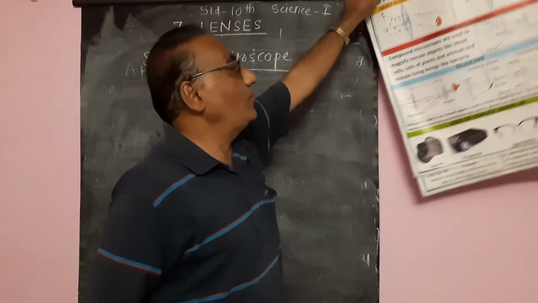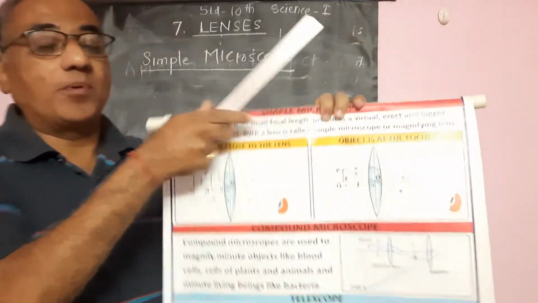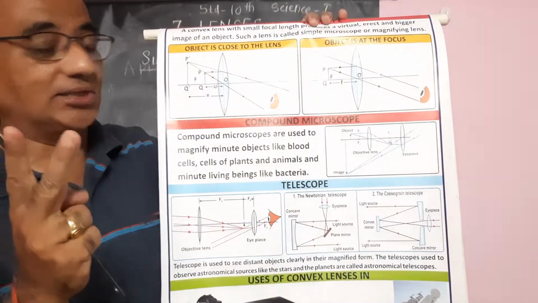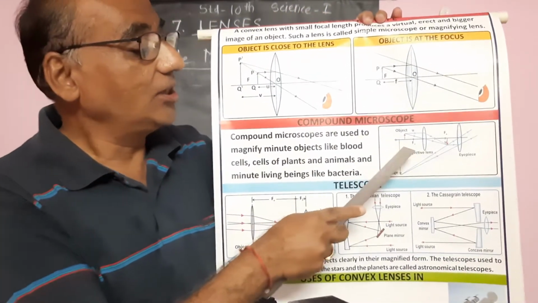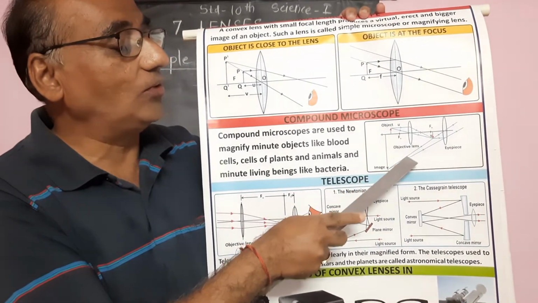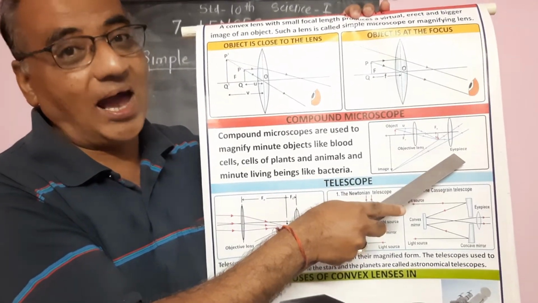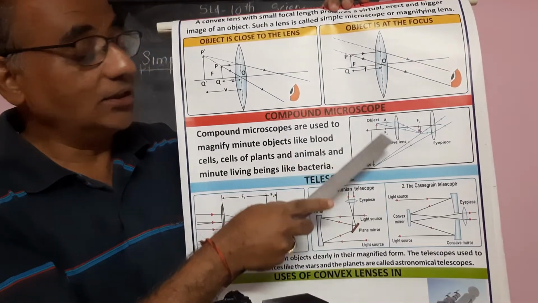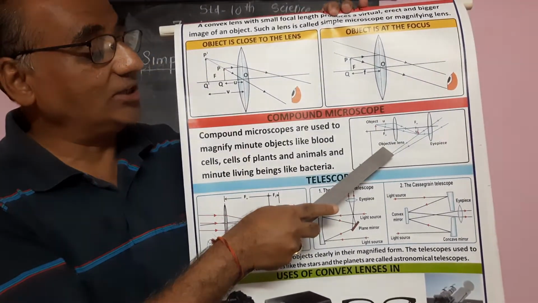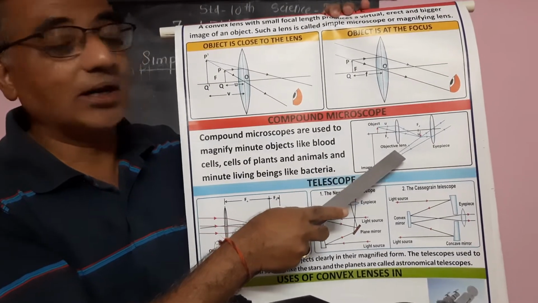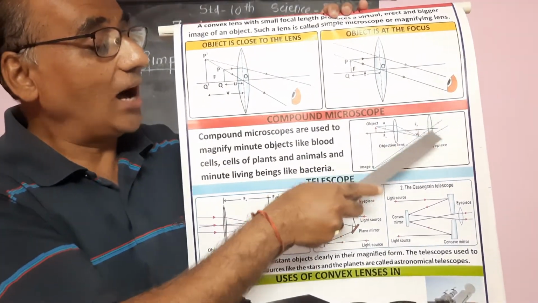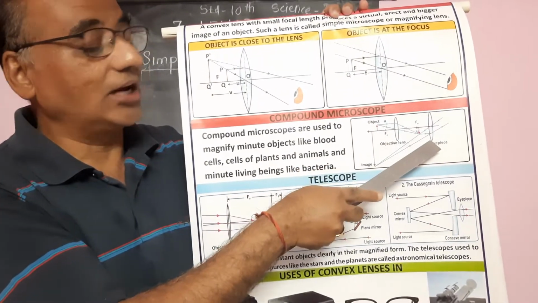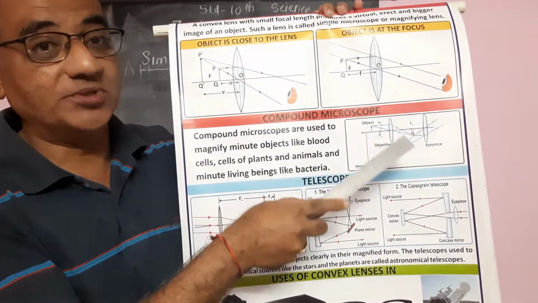Right? Now, when we consider the diagram of compound microscope, we find that there is use of two lenses. What are those two lenses? The first lens is called the objective lens, and the second one is called the eyepiece. The cross section of the objective lens is less, as well as its focal length, while the eyepiece has more cross section and its focal length is also larger than the focal length of the objective lens.